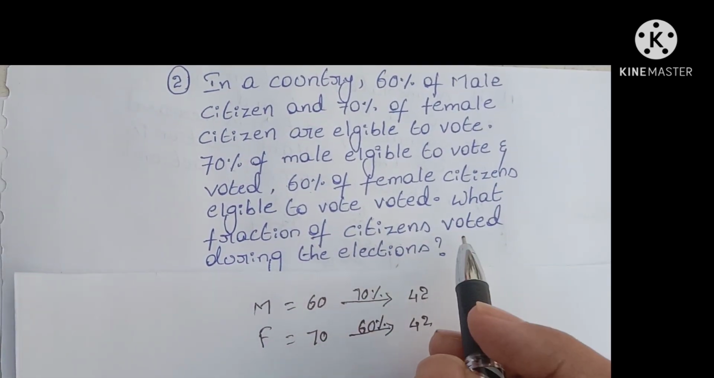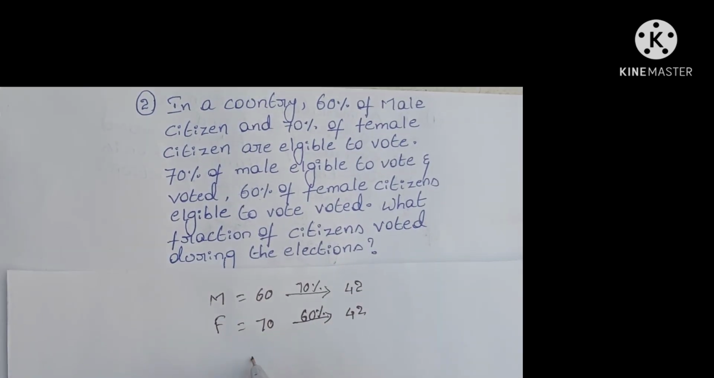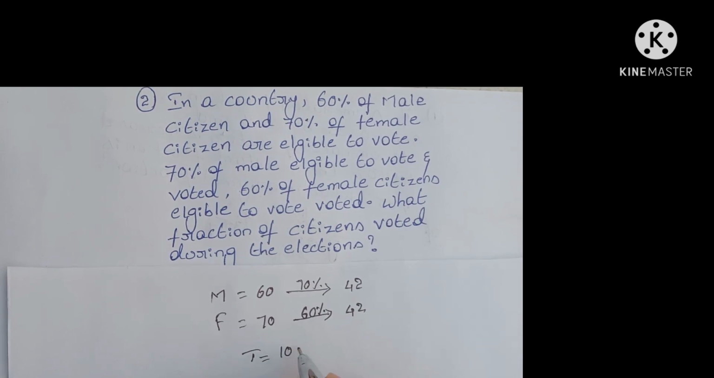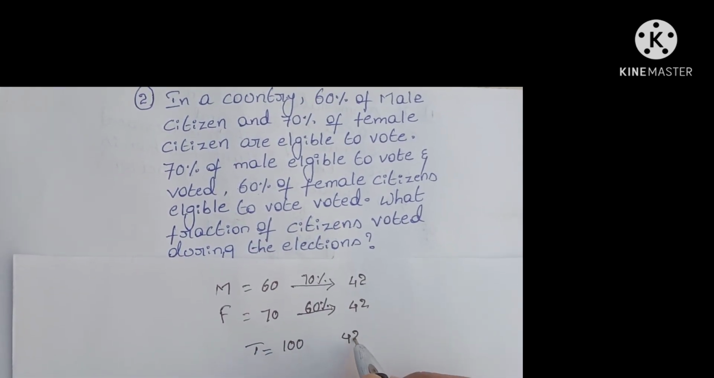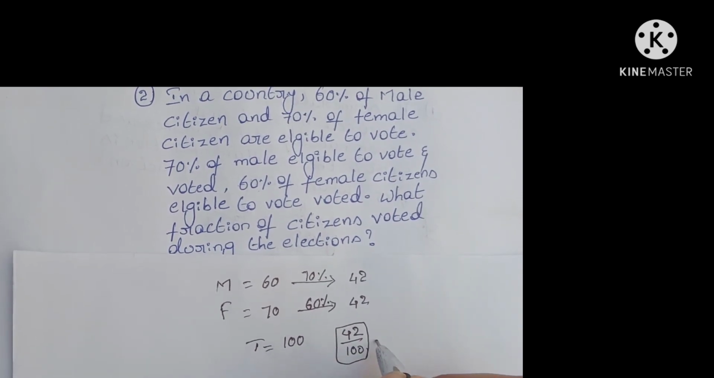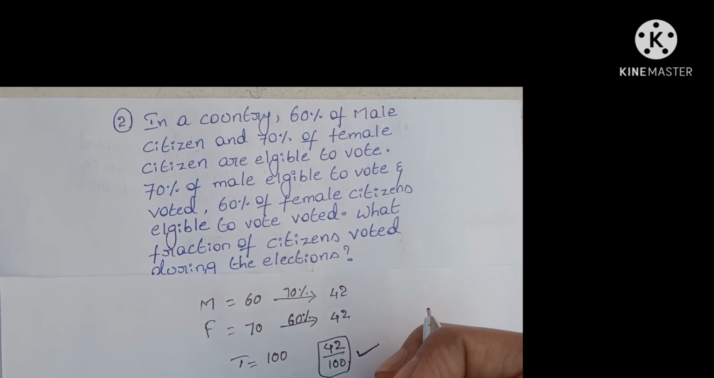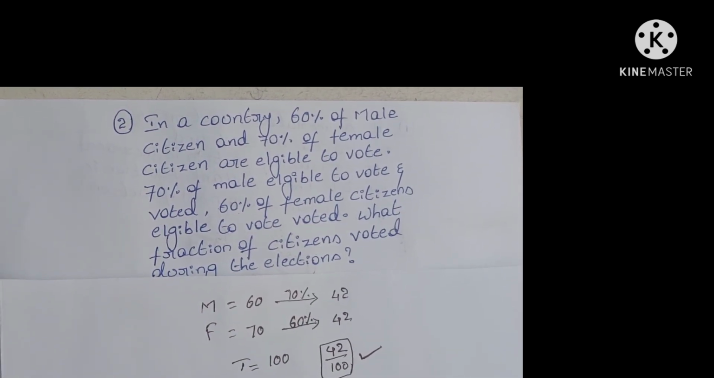What fraction of citizens voted during the election? So total persons equal to 100%. What fraction? 42 by 100. Was it simple, easy? Let's move on to the next question.